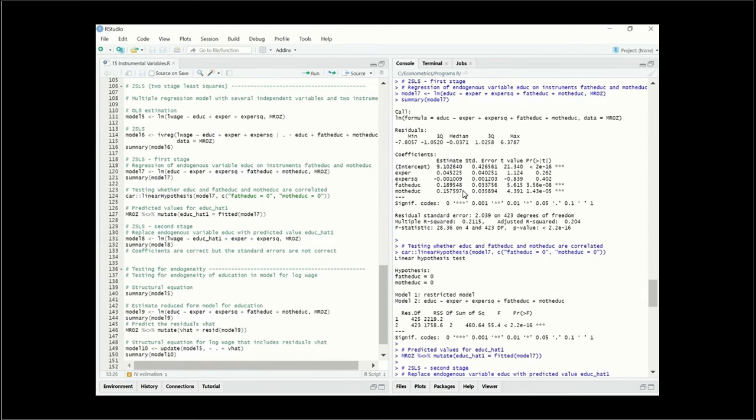So actually what we are finding here is that father's education and mother's education are good instruments that are correlated with education. So that's an important thing here to mention.